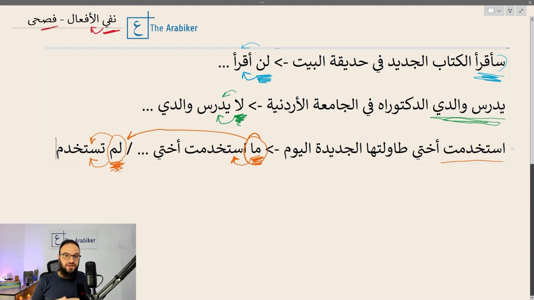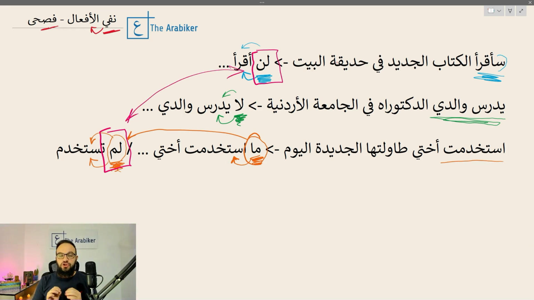One last thing that I would like to mention in this basic series is that we will not delve deep into how these particles will affect the case endings of these verbs, because we are learning for communication purposes. However, please note that when you use the particles لن and لم, you need to drop the suffix noon from the present conjugation if you have it. For clarification, check out these two examples with me now.